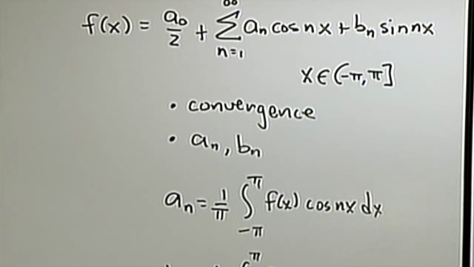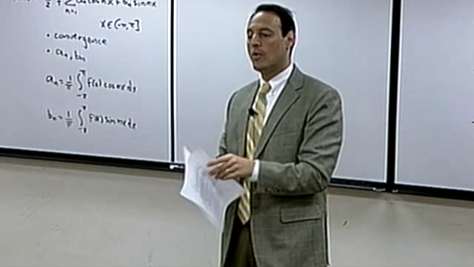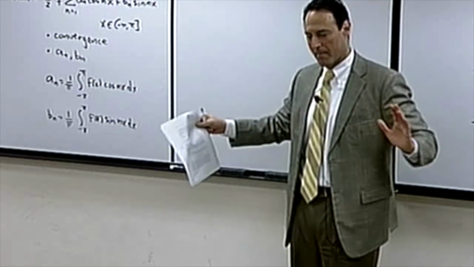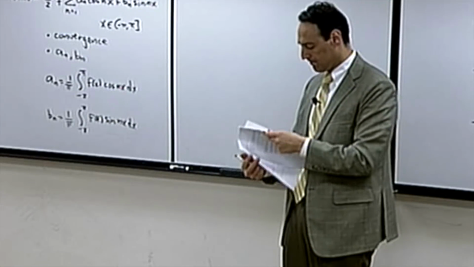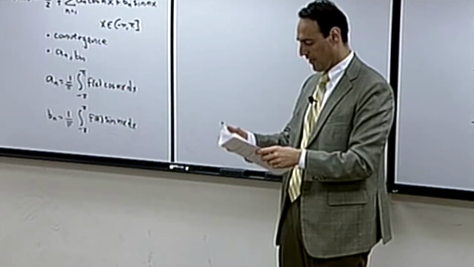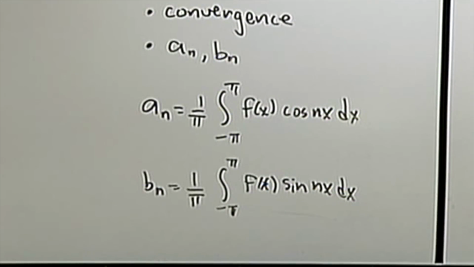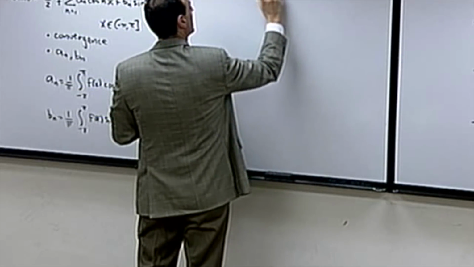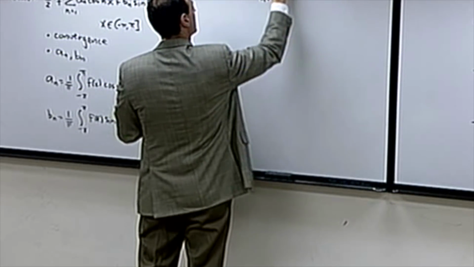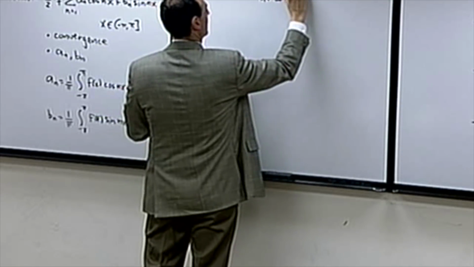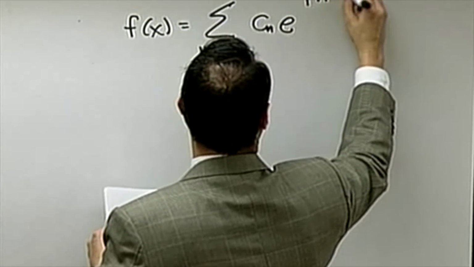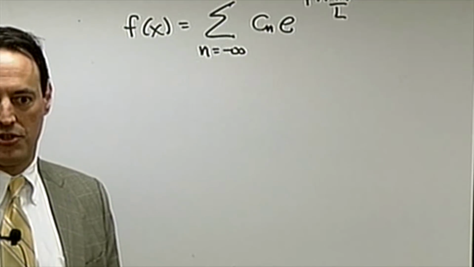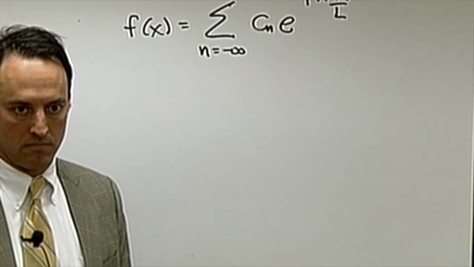Okay, so that is working with a finite domain. Negative pi to pi. A couple other things I wanted to say is that we could also expand the function in a more general way, which is the way we really want to think about it, in terms of the complex representation of sines and cosines. Okay?